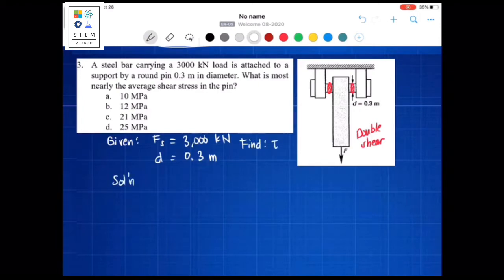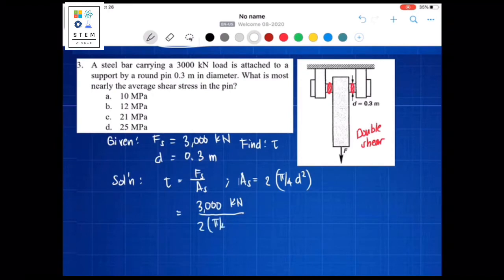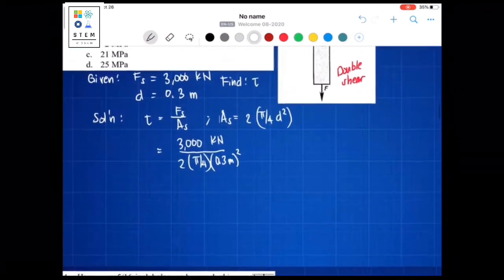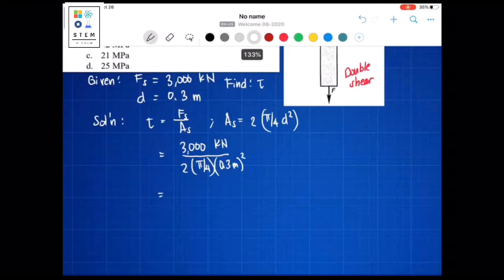shear stress. So, solution. We have this formula. Shear stress is simply shear force divided by shear area. Okay, sa case natin, yung shear area natin is simply circular. So, pi over 4, area ng circle, diameter, square. Kaya lang, double shear, so times 2. So, therefore, substitute, we will have shear force na 3,000 kilonewton divided by shear area, 2 times pi over 4, diameter 0.3 meter square. So, pakikalki na lang, equals, ilan yan?